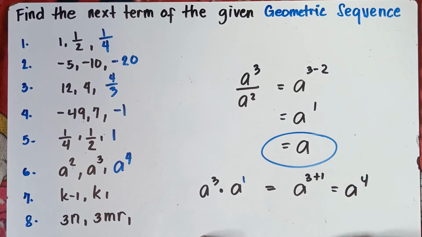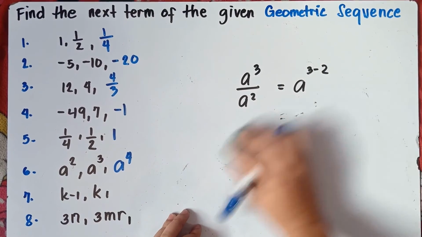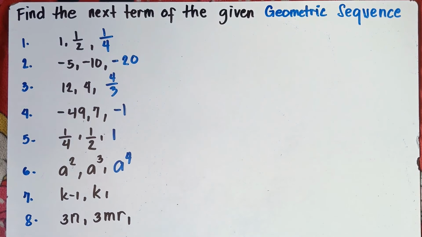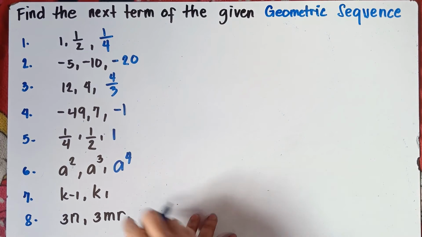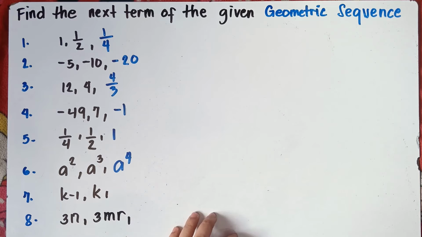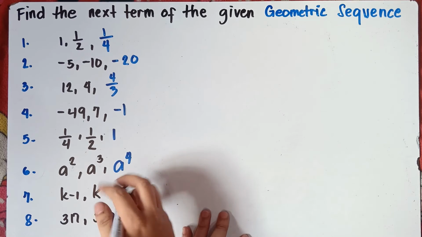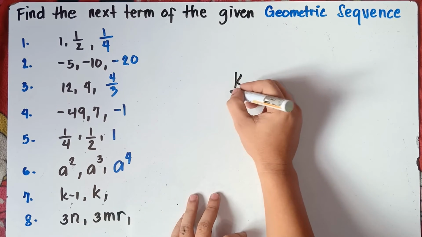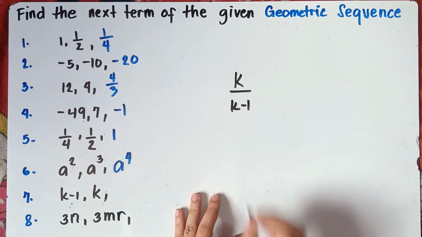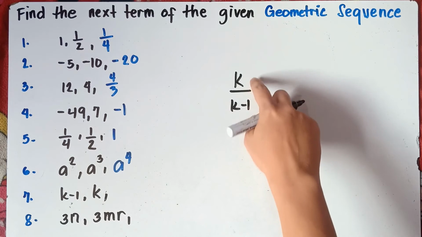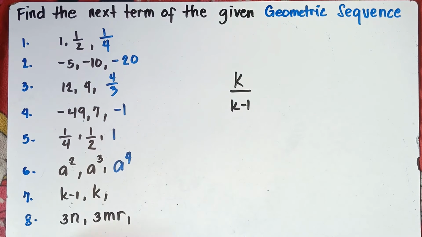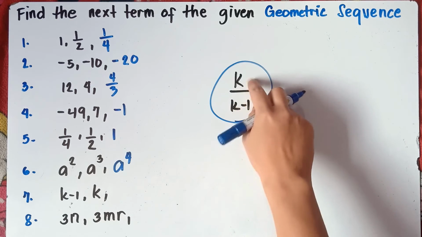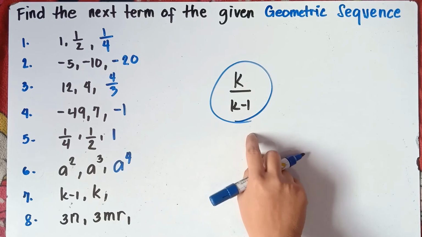Alright, so let's have number 7. So number 7, class, we have k and k minus 1. So divide this one, get the common ratio. So k divided by k minus 1. And since we cannot divide k by k minus 1, this will be our common ratio, class. We cannot divide this one. Once again, do not cancel k. You cannot cancel it out.